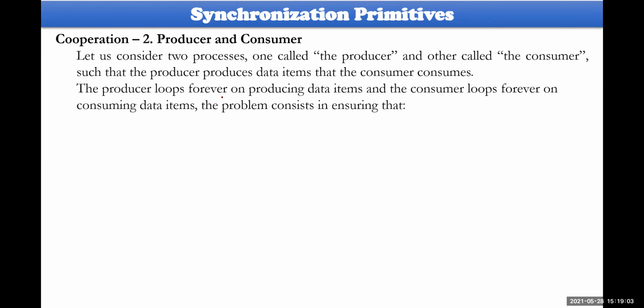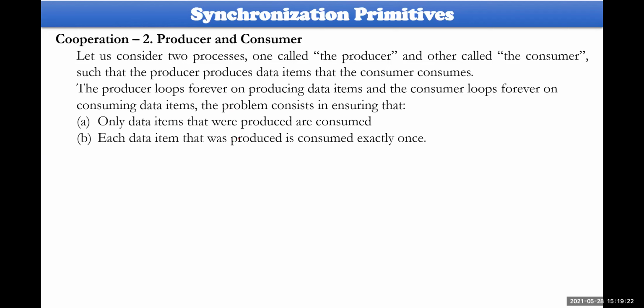Then what exactly will be done? Two different problems will be there when the producer and consumer problems are taken into consideration. Number one, the producer is always trying to produce items for consumption. Whereas the consumer consumes each item exactly once. After a particular item has been consumed, it cannot be produced one more time. So these are the two different kinds of conditions. Please remember these two.